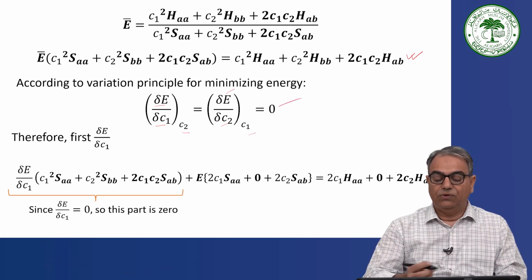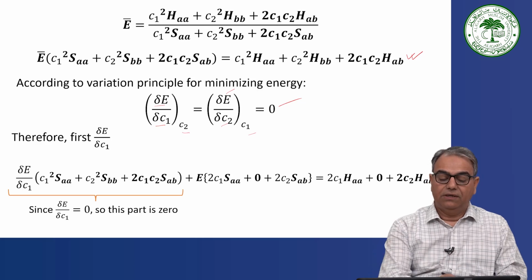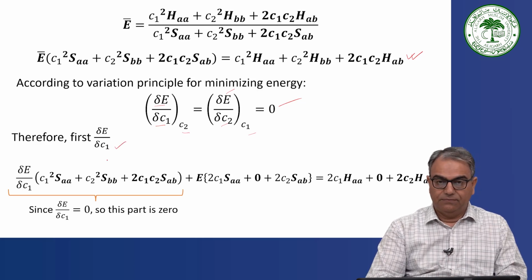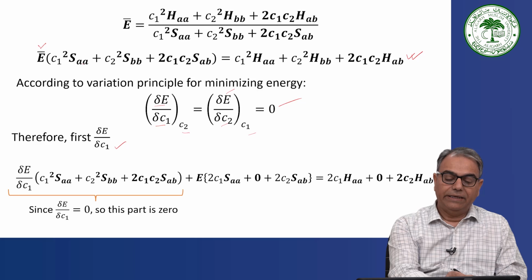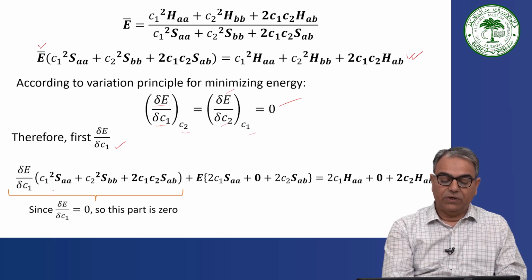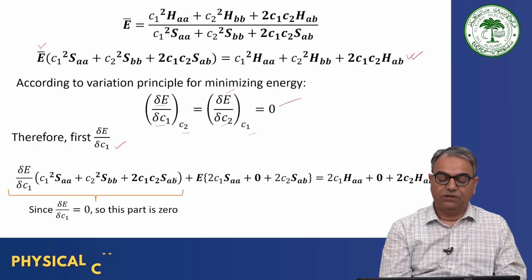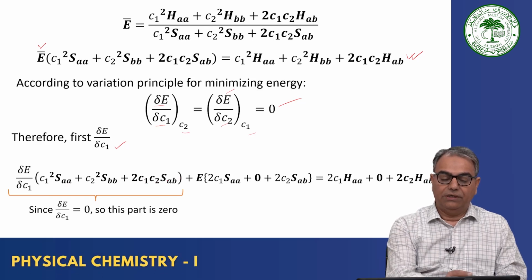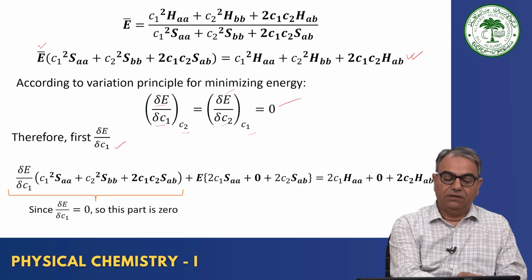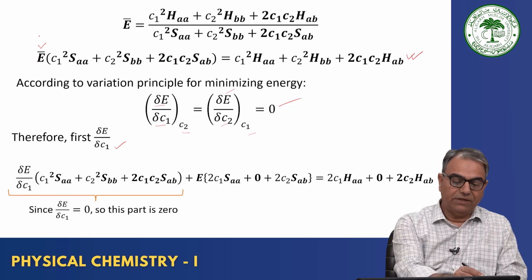If you do this first with C1, then what do you get? You see what I have done. Del E by del C1 means I differentiated this term and kept this constant, C1 square SAA plus C2 square SBB plus 2 C1 C2 SAB. So it is constant here. I am talking about the left-hand side. First we differentiated the energy and kept the second term constant, if I write this as the first term and this as the second term.